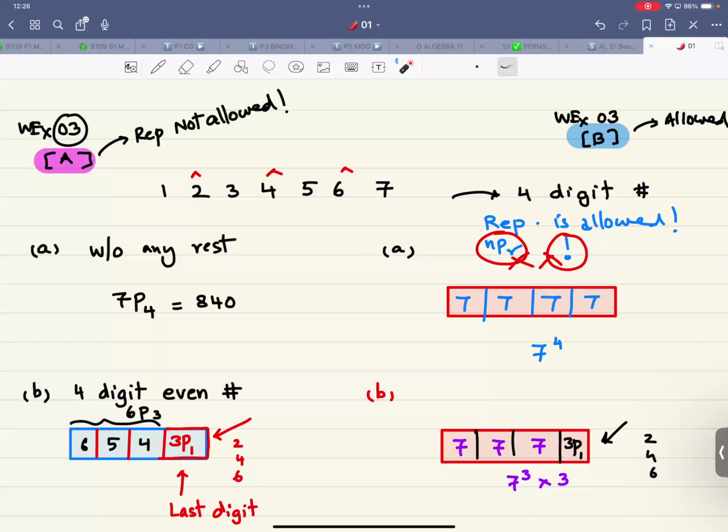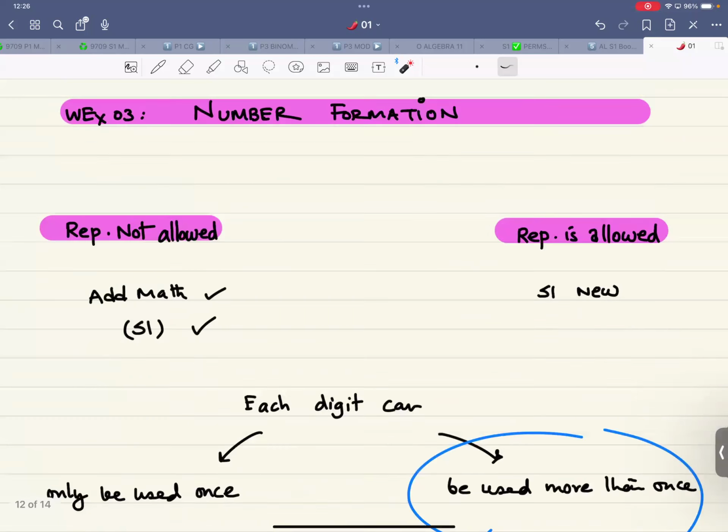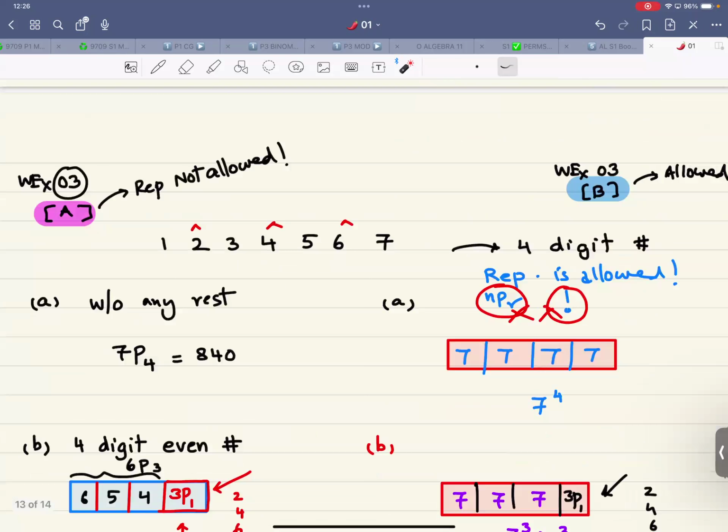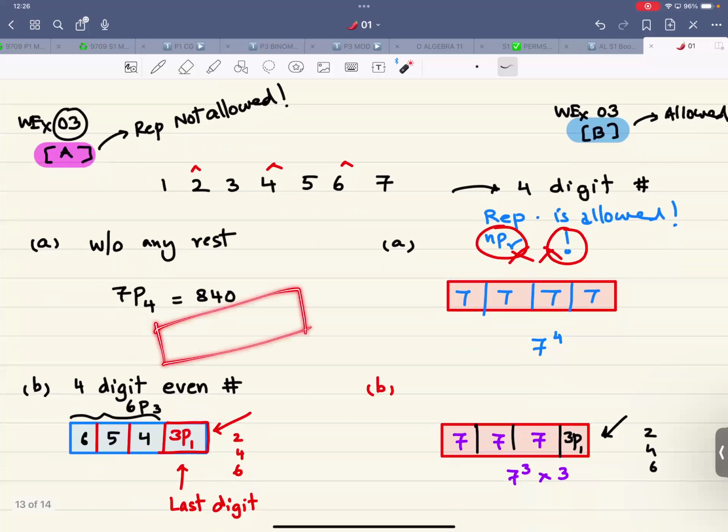So now over here, if we have 7 digits, 1, 2, 3, 4, 5, 6, 7, and we are forming 4-digit numbers. I think I forgot to mention it. We are forming 4-digit numbers over here. If there is no restriction, this left-hand side is repetition is not allowed. Right-hand side, repetition of digits is allowed. Each digit can be used more than once. So basically, any one of the 7, any one of the 6, any one of the 5, any one of the 4. 7P4 means exactly the same thing.